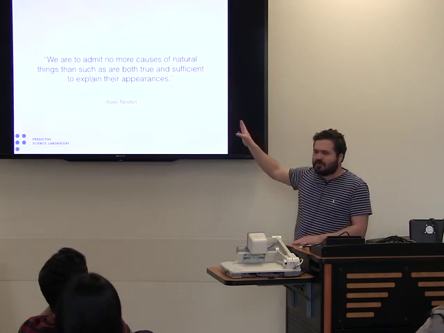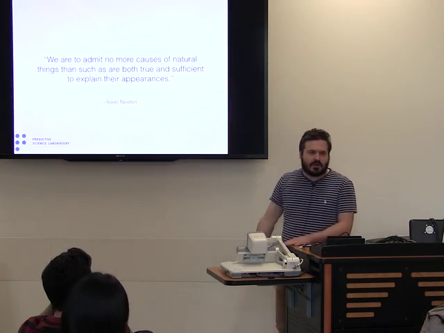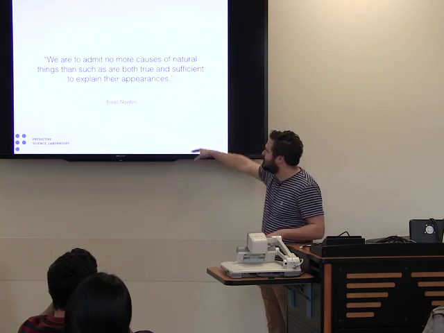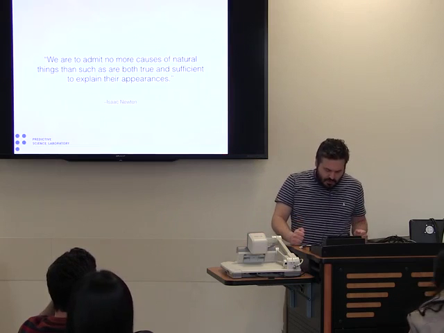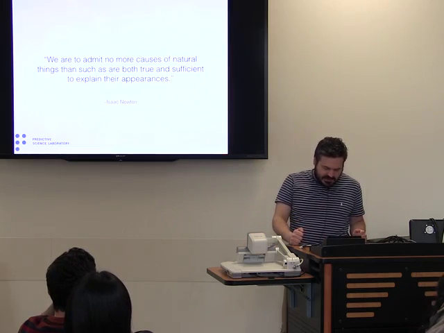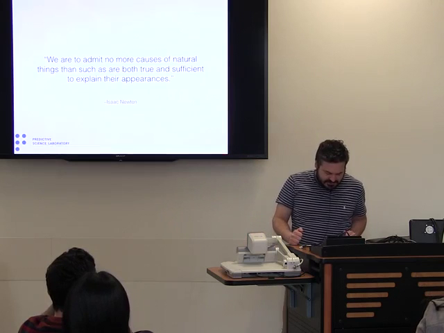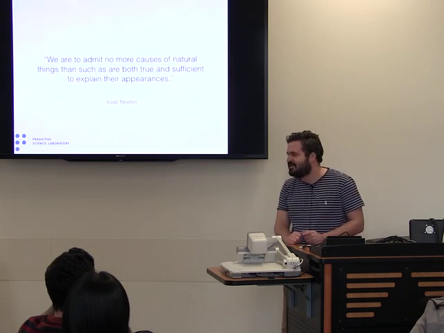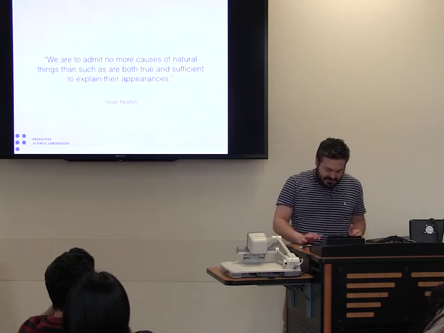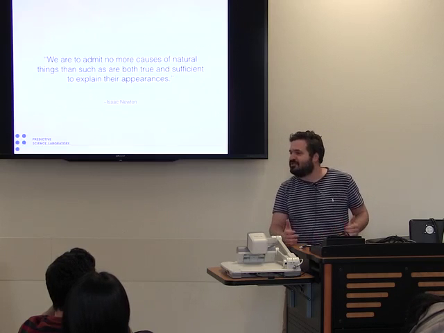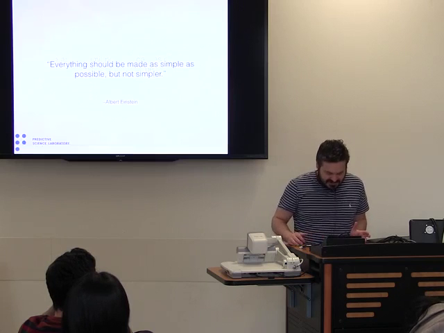And people have struggled with this question for quite a while. So this is Newton's answer to the problem. We are to admit no more causes of natural things than such as are both true and sufficient to explain their appearances. Okay, makes sense. You can't quite use this to do model selection, but it does make sense.